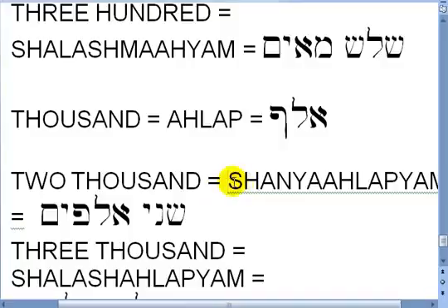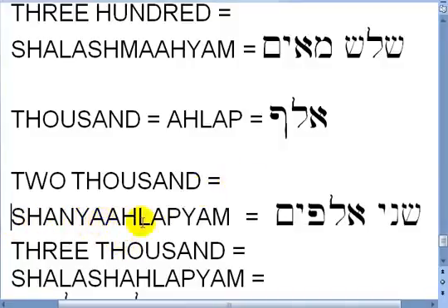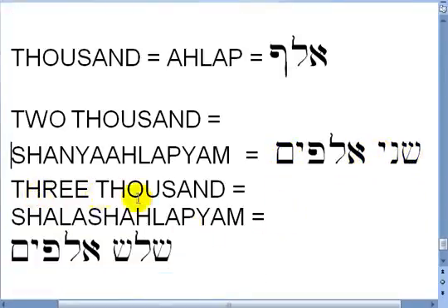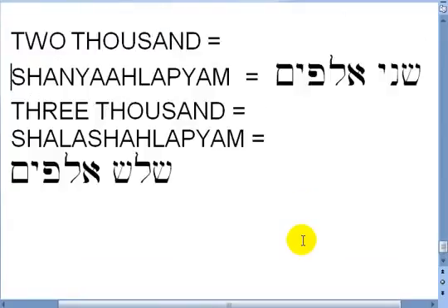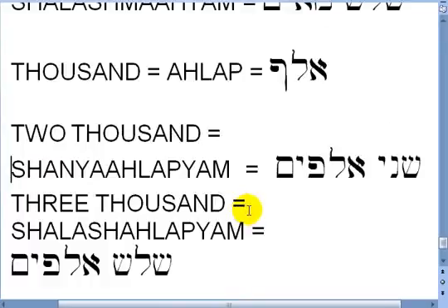2,000 would be Shanya Alapium, because alap is 1,000 and Shanya is 2. So then you put the yum at the end of alapium to make it 2,000. Same thing with 3,000, Shalash alapium. And you just continue on that way, and that's pretty much the last one. It might be a little complicated, but if you just keep to the basic principles, it's really not that hard.